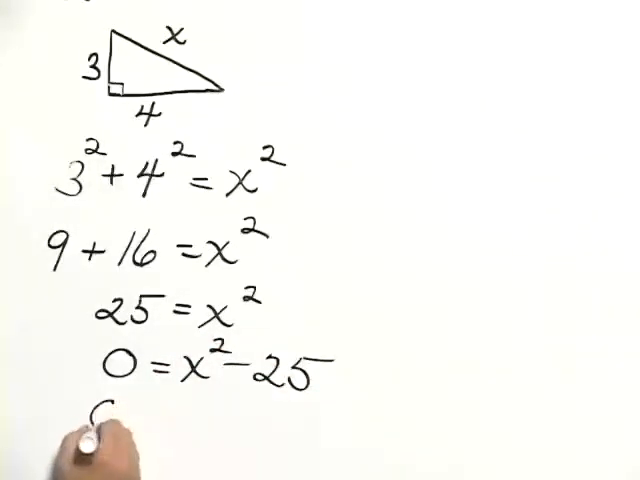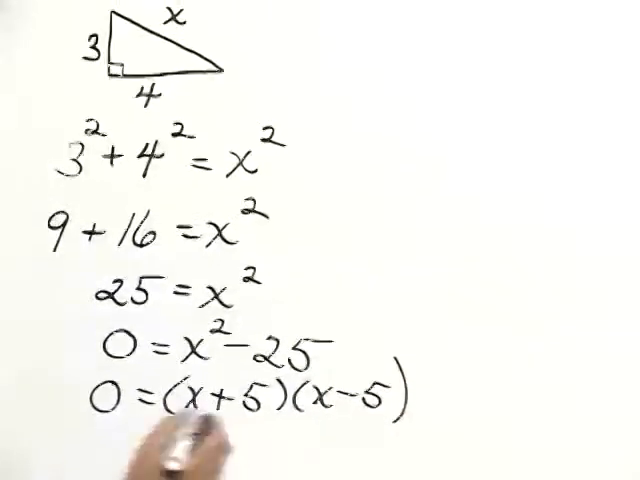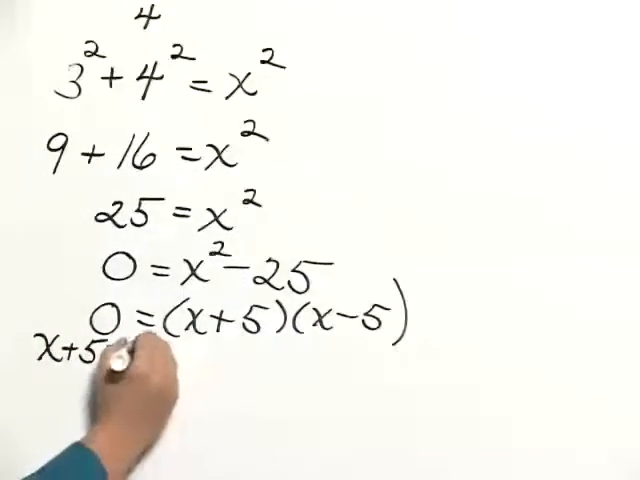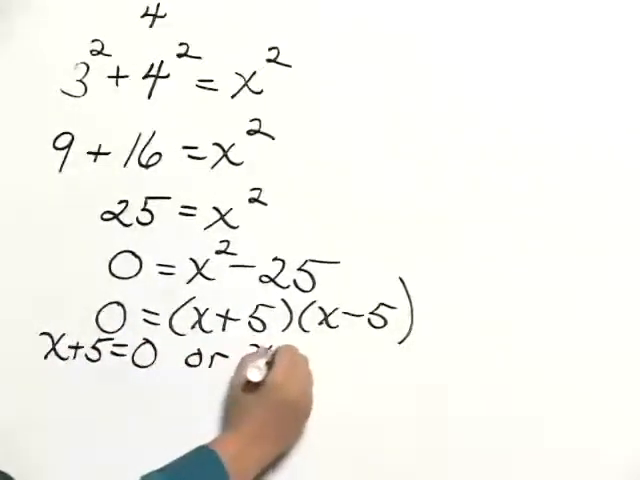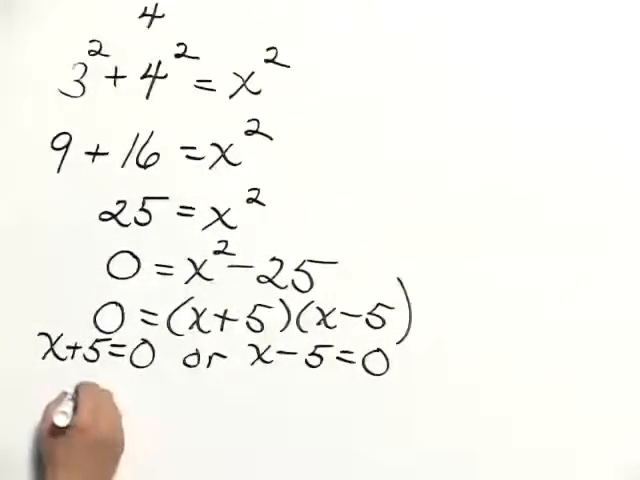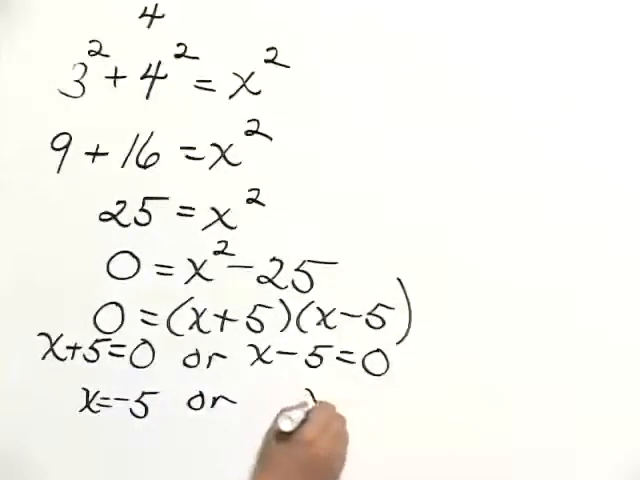And then we can factor. 0 equals x plus 5 times x minus 5. Setting each of these equal to 0, we have x plus 5 equals 0, or x minus 5 equals 0. And this tells us then that x equals negative 5, or x equals 5.